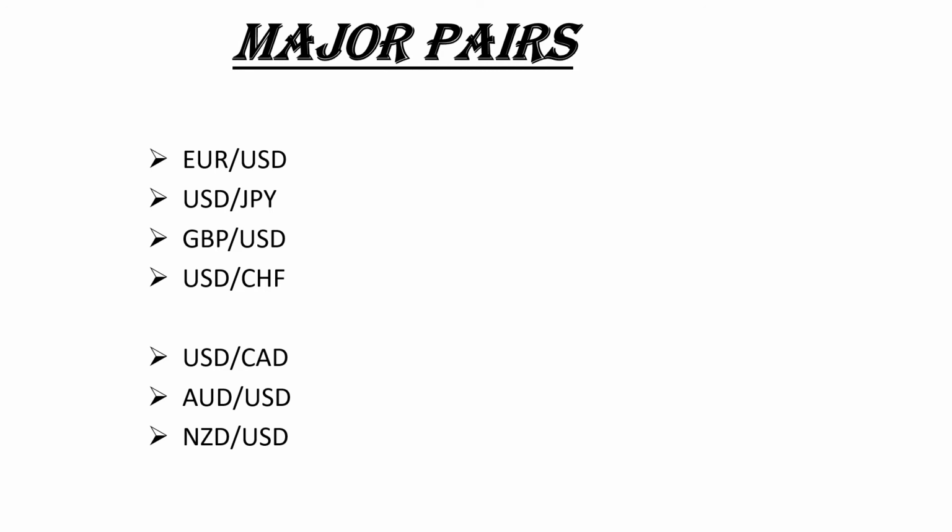So the first one, US dollar against Canadian dollar, is in relation to oil, because Canada is a major exporter of oil in the world. So this currency is in relation to oil. And then the second currency pair, which is AUD USD, is in relation to gold. It's a gold currency pair because Australia is a major exporter of gold.